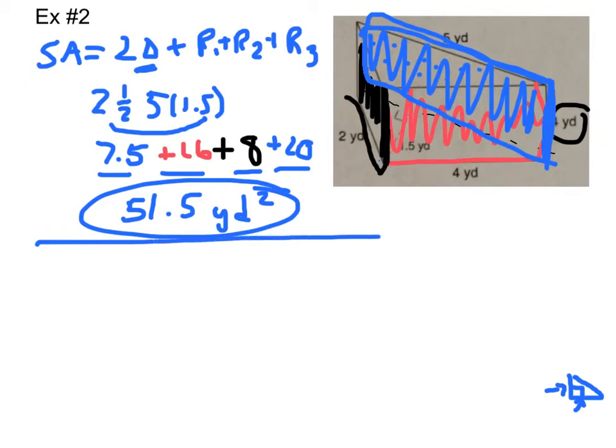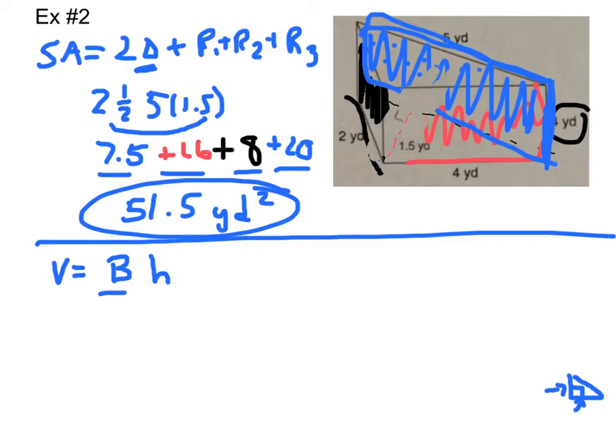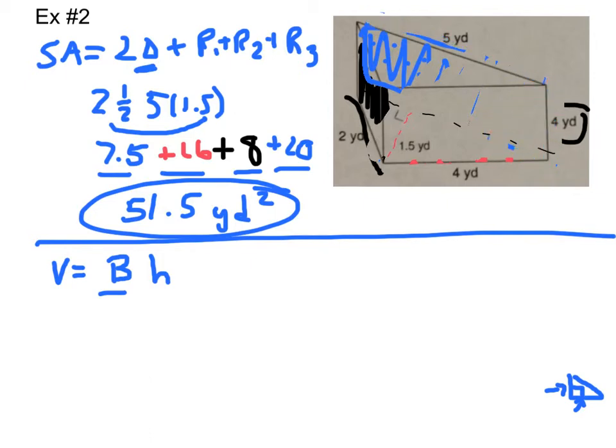Then we have to do the volume. Okay, a volume of a shape like this, I like to write in my geometry class as a capital B times H. Capital B represents the area of the base. In our case, the base is a triangle. So what I need to do is find the area of a triangle.